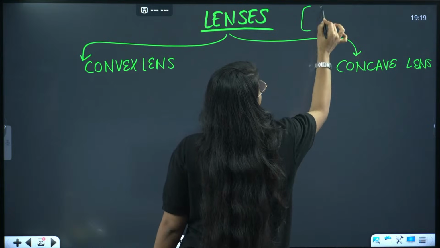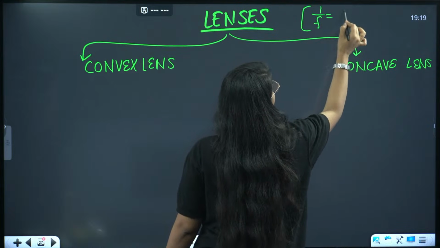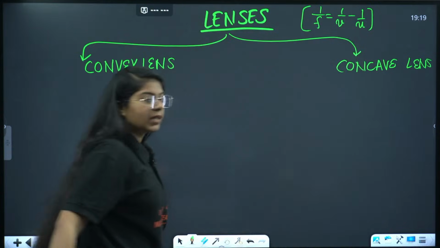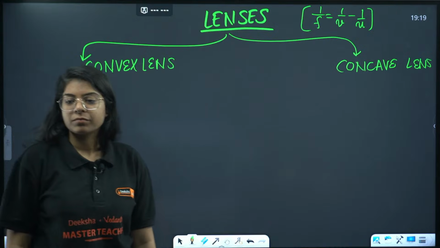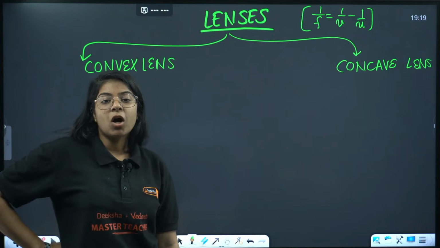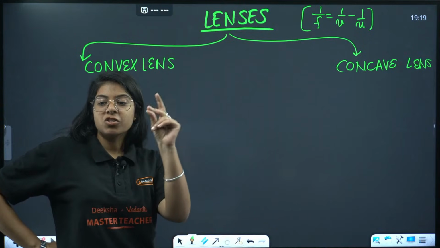Mirror formula is what? Oh, sorry, lens formula. It is 1 by f equals to 1 by v minus 1 by u. Clear until here? Okay? Now, tell me one thing. Let me know in the chat. Quickly.